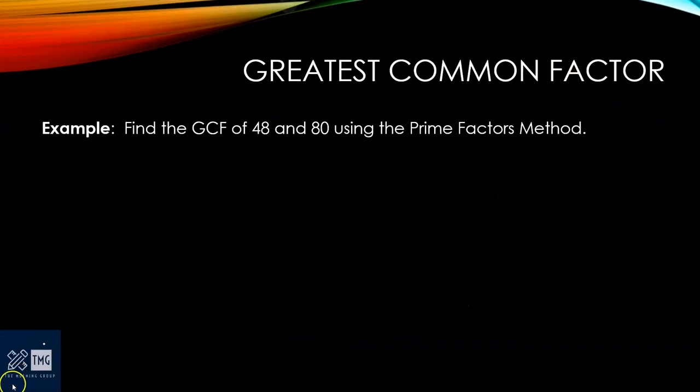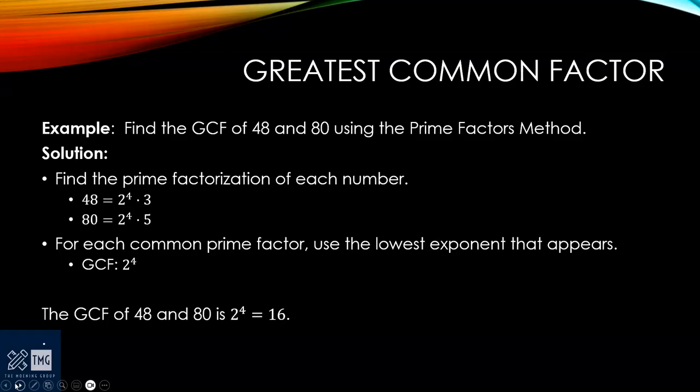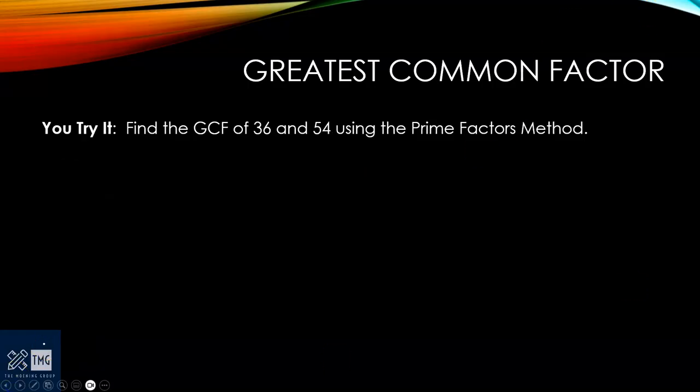So looking at this a little more nicely, 2 to the 4th times 3, 2 to the 4th times 5. Again, you're looking at what is common. The key word for the greatest common factor is common. When you compare them, you can easily see that 2 to the 4th is in both of them, so that 3 is only in one, 5 is only in one, so we just want the common piece of 2 to the 4th.